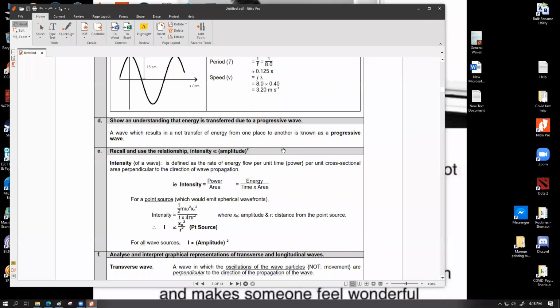Intensity is basically a measure of how much power is available per square area, for a certain location. And it is essentially true that the further you travel from a source, your intensity will go down, because the energy will be spreading out in a radial direction. So that's the idea of intensity.